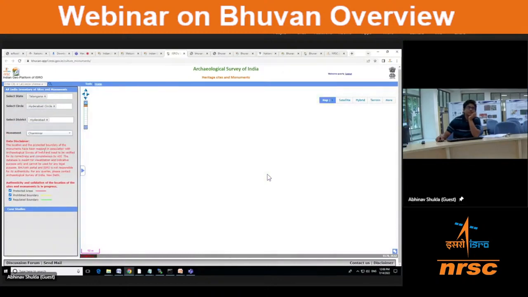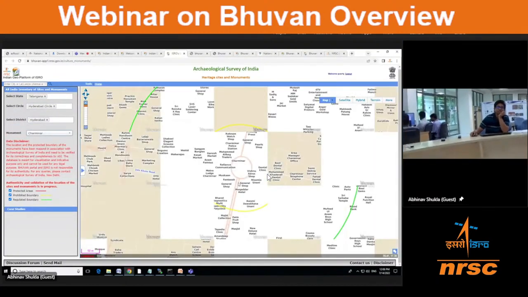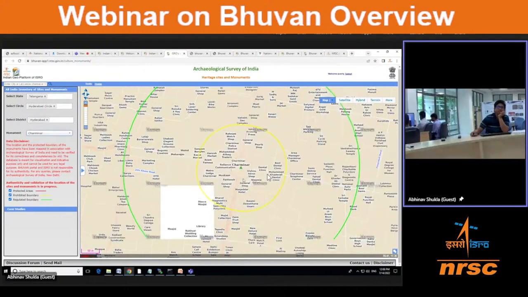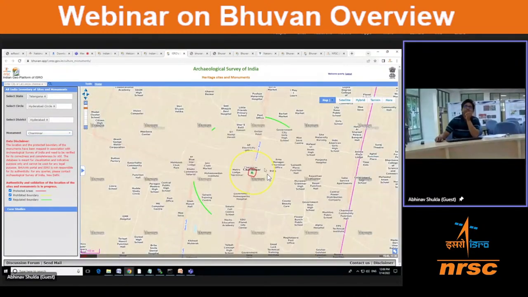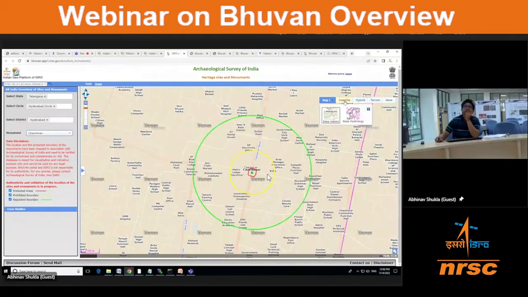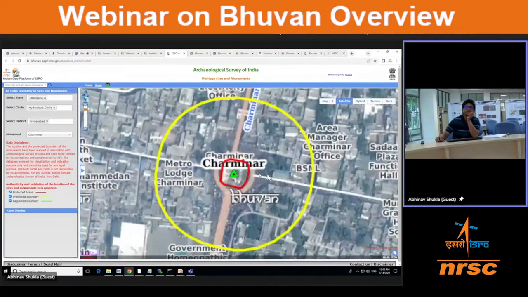Here, Charminar. I can go there. See, this is the Charminar. This is the protected boundary, prohibited boundary, and these are the regulated boundary. We can go for that also.